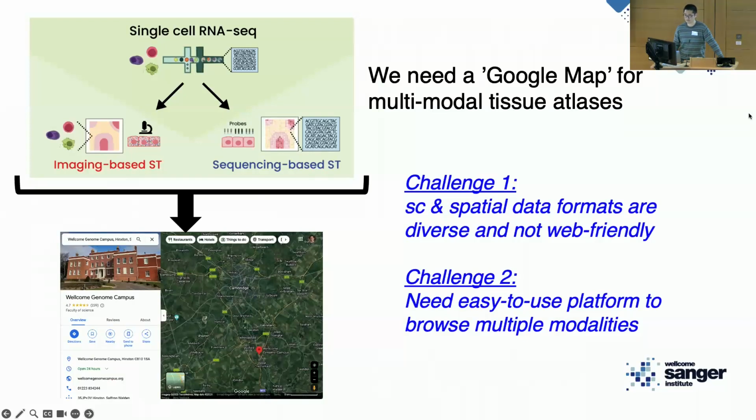The first, as people here are very familiar with, is the data format issues, especially for imaging. It has started to be unified, but not that web friendly yet. The reason I mentioned web friendly is because of the second challenge: we are looking at something that is easy to use for browsing multiple modalities, meaning that we don't want the user to install anything on their computer. So we just send them a URL, they click on it, and they will be able to browse the data.